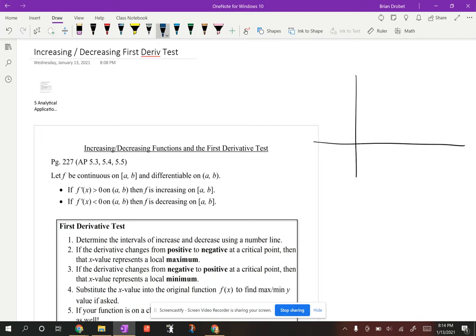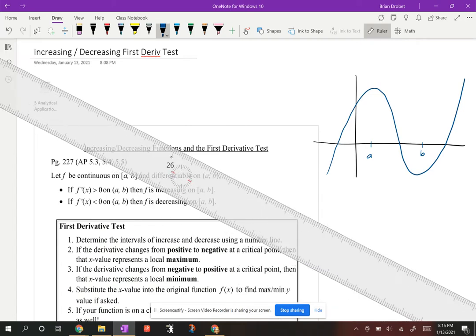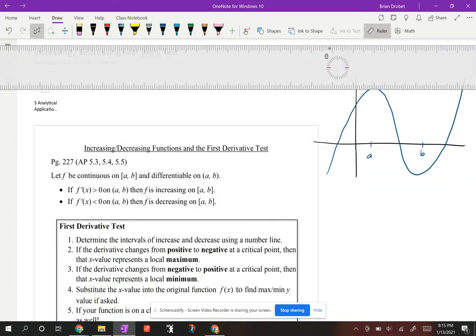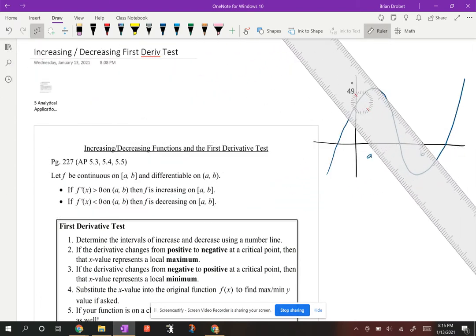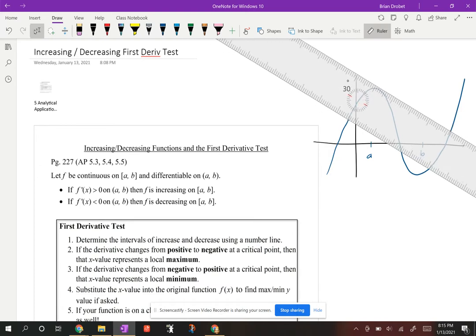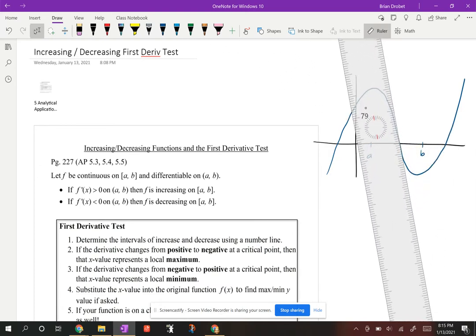So let me draw you a little picture here. Let's say we have a function that goes something like this. I'll just go with a and b. If you think about between a and b here, right here at a, the derivative is equal to 0. Similarly, right here at b, the derivative is 0. Everywhere between a and b, the slope of the tangent line is a negative number.